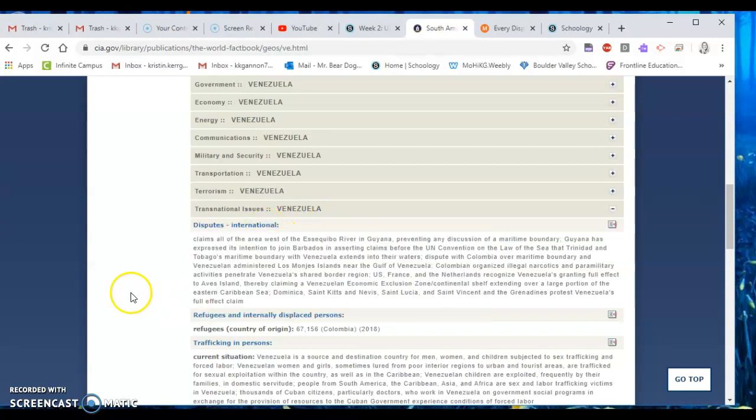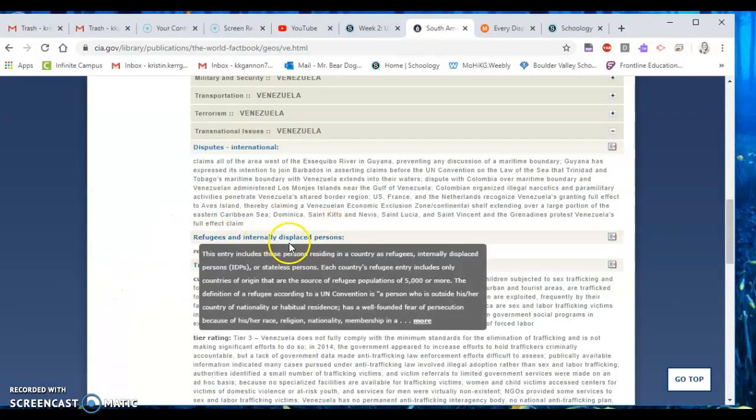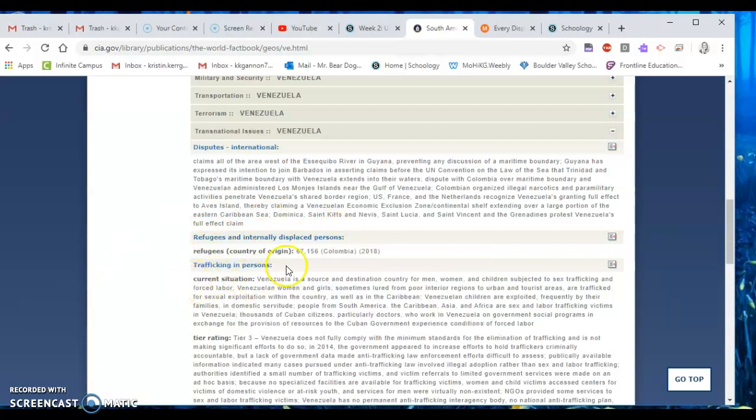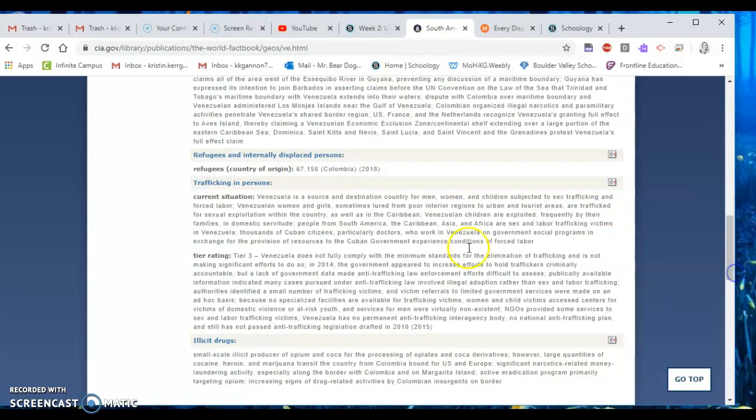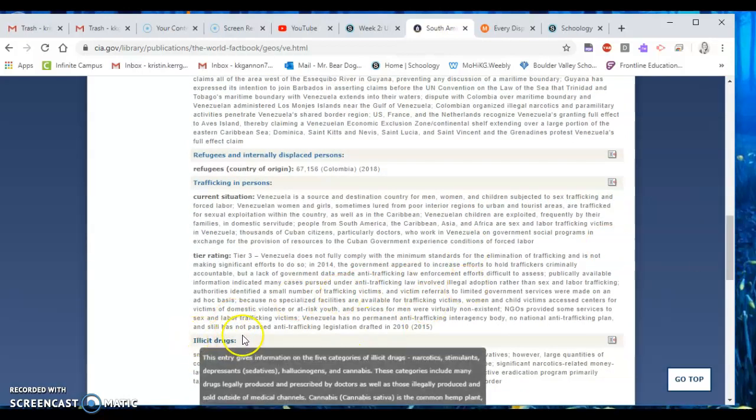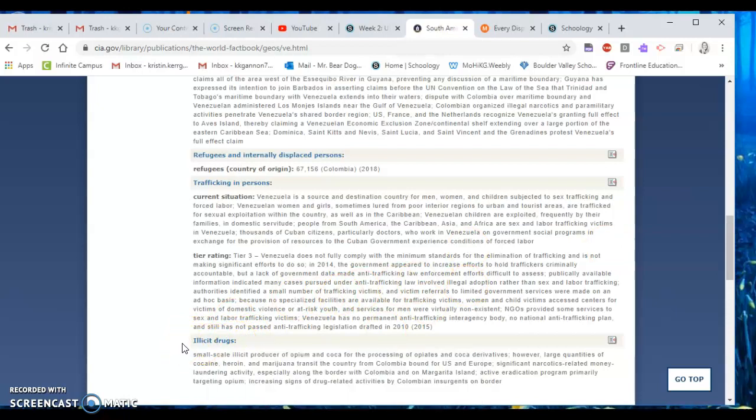They've got some disputes with other countries around their borders. They've got problems with refugees and people being displaced. And oh goodness, they've got some trafficking going on. It looks like, oh, horrible. They are trafficking people. They're selling people as slaves. They are also dealing in illicit drugs. Horrible. But yes, those are some of the problems, or the negative centrifugal forces, going on in Venezuela.